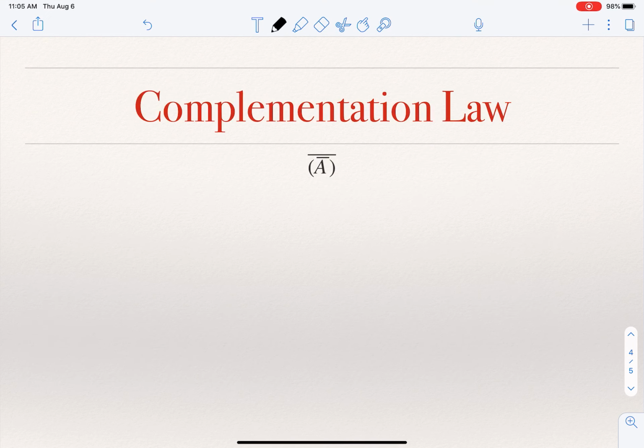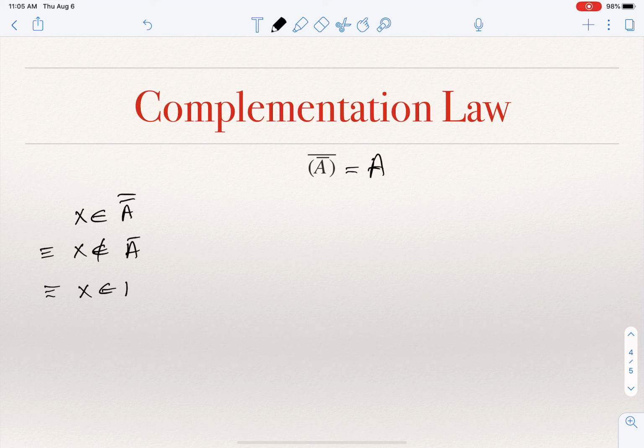Another law here is that the double complementation of A gives us A, okay? And this is again similar to, remember, the double negation of a proposition P gives us the proposition. So how do I show this? Again, I can start by saying, let me assume that x is in the complement of the complement. This is equivalent to saying that x is not in the complement, right? Which basically means that x is in A.